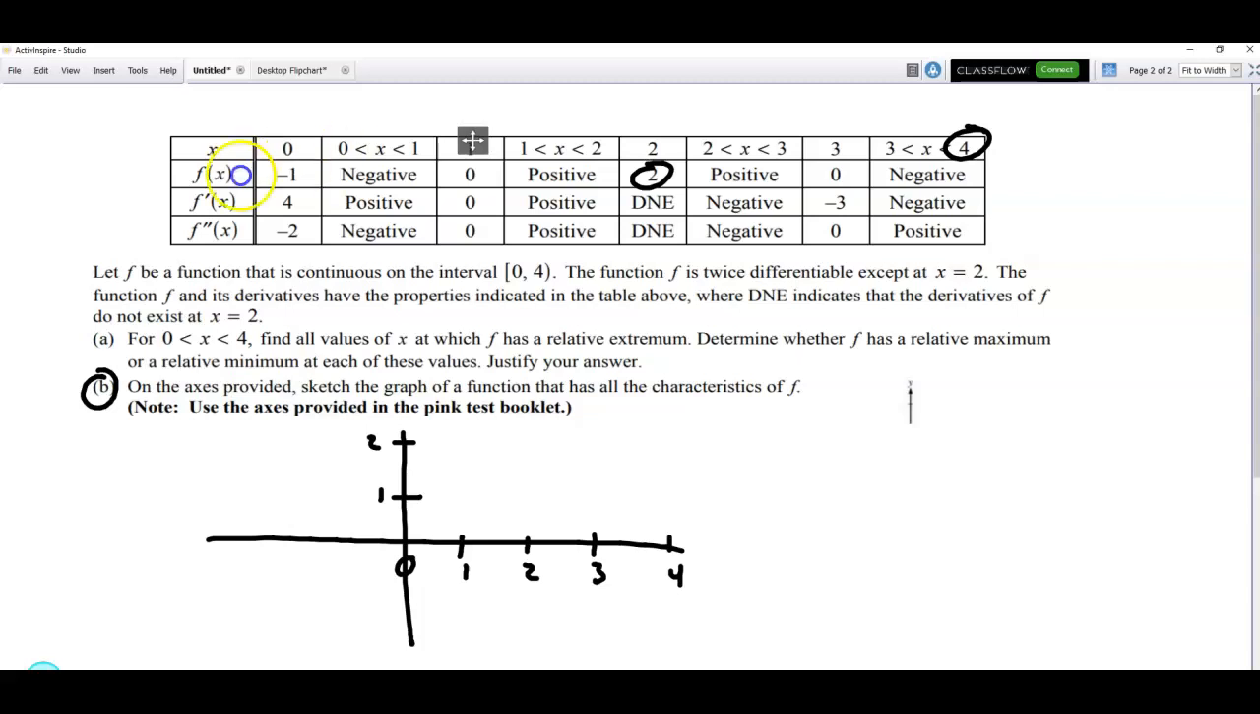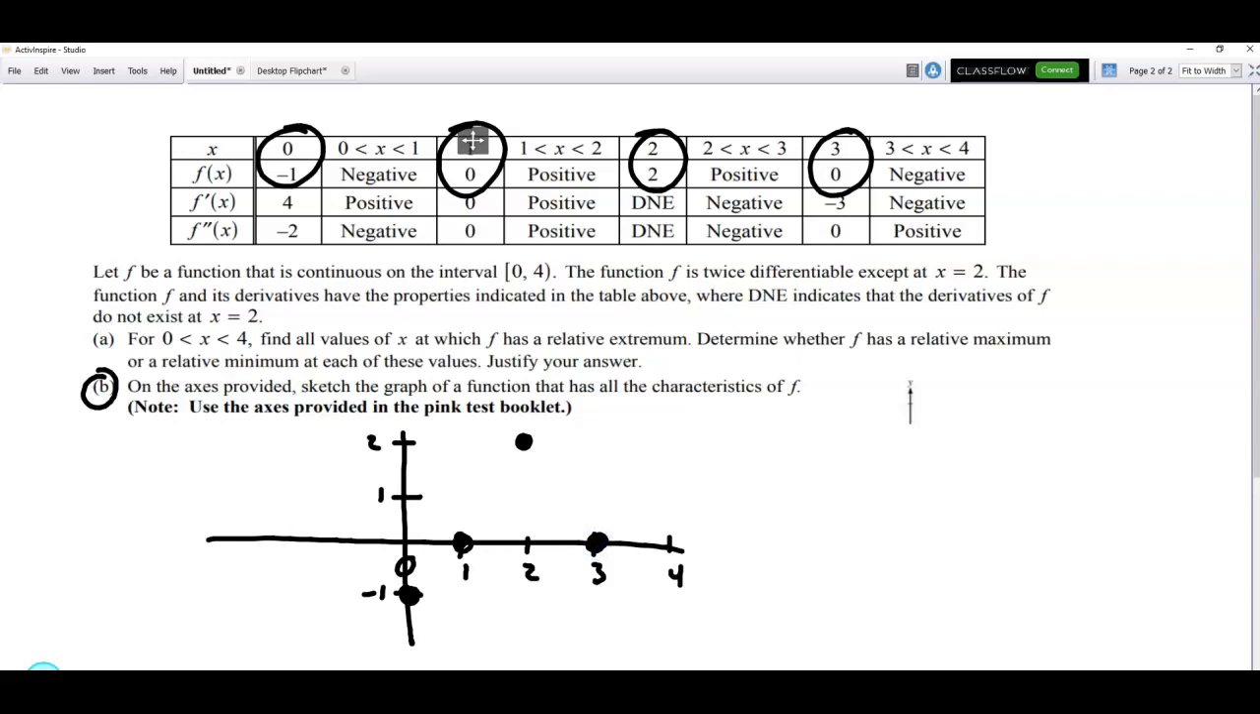So first of all, let's go ahead and do our points that are defined. So we have the point 0, negative 1, which would be, oh, I missed that negative 1. There's one down here. 0, negative 1. We have 1, 0. We have 2, 2. And then we have 3, 0. Okay, so those are the points that we have.